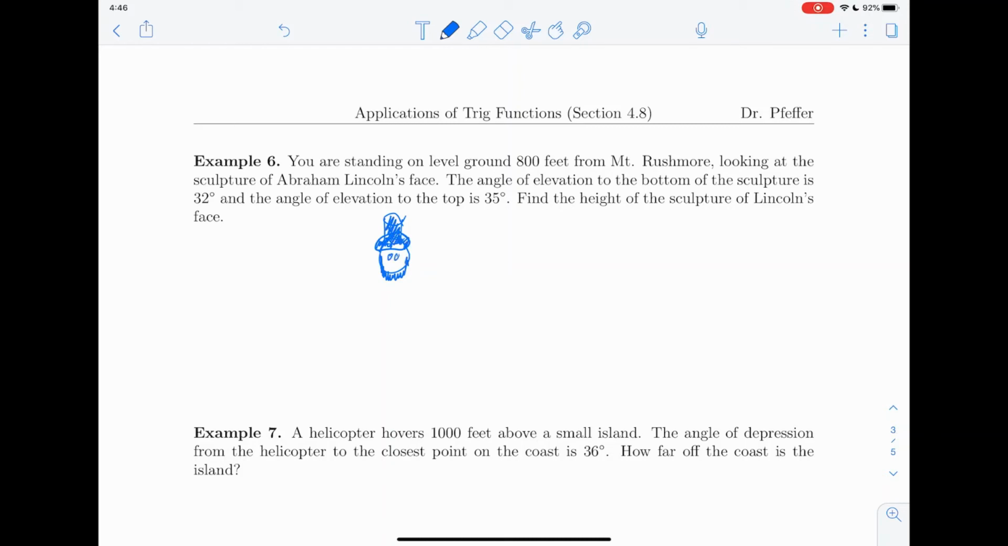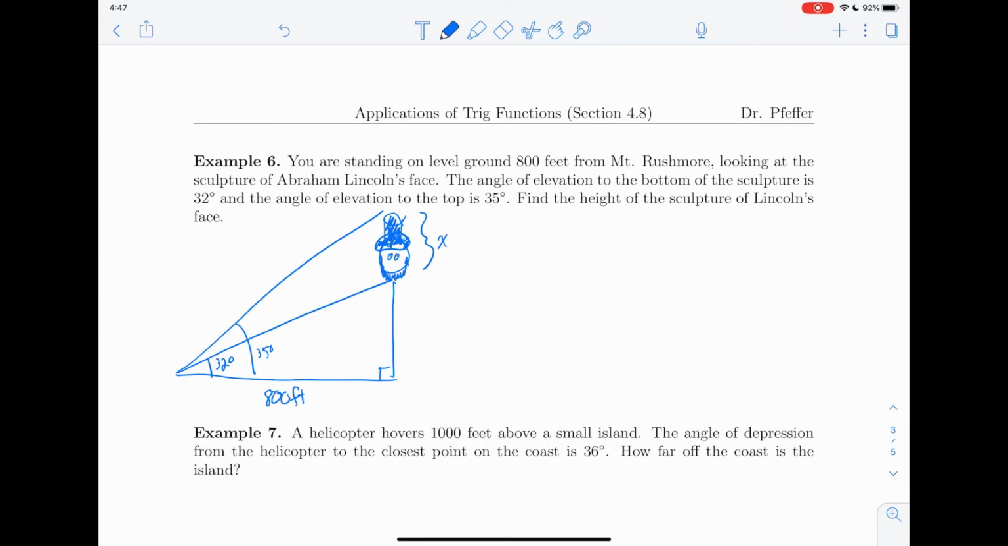So, there's our Abraham Lincoln face. We are apparently standing 800 feet away from Mount Rushmore. And we see that the angle of elevation to the bottom of the sculpture is 32 degrees. So maybe that's right there. So that's going to be 32 degrees. And the angle of elevation to the top of the sculpture is 35 degrees. So maybe to the top of his top hat, that's going to be 35 degrees. These are right triangles. And so the question now is, what is the height of the sculpture of Lincoln's face? So what is this height right there?